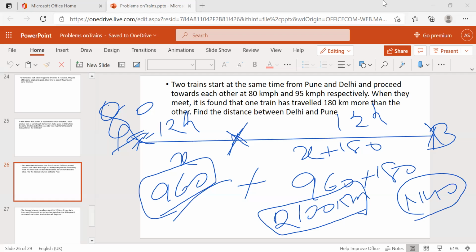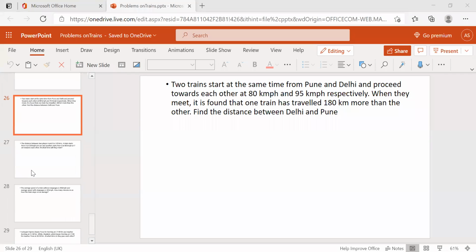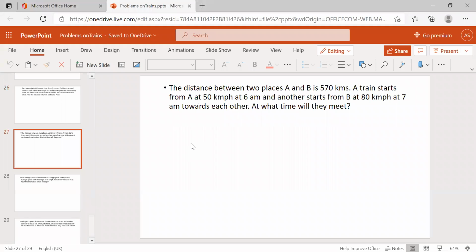Okay, I'm going to clear this. Now move to the next question. The distance between two places A and B is 570 kilometers. A train starts from A at 50 kilometers per hour at 6 a.m. and another train starts from B at 80 kilometers per hour at 6 a.m. towards each other. At what time will they meet?